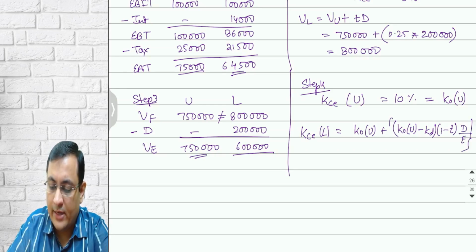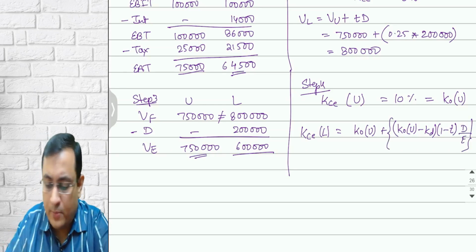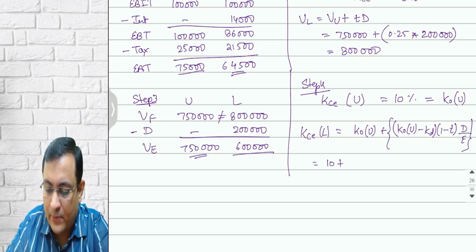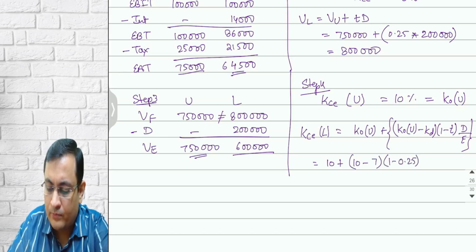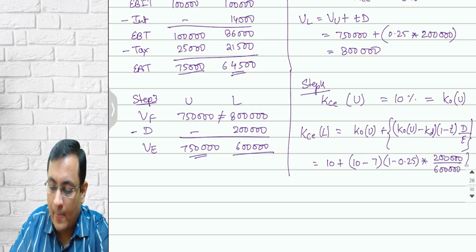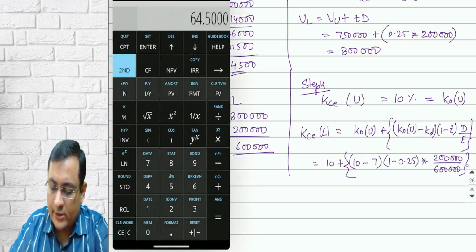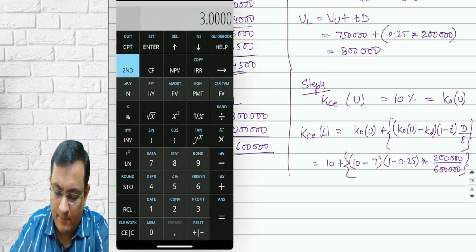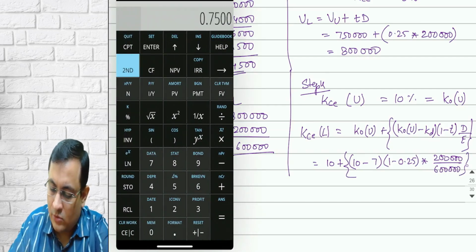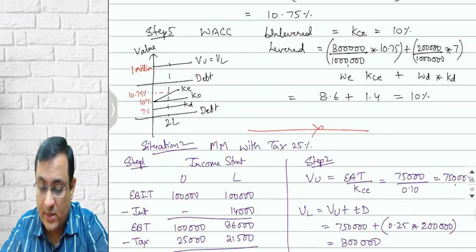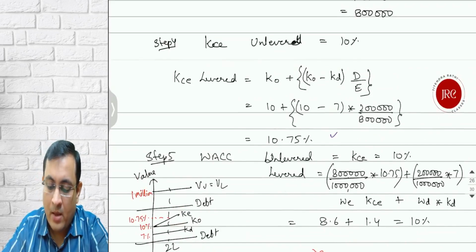The benefit of tax shield will reduce my slope of the line. So this is going to be 10 plus (10 minus 7) times (1 minus 0.25) multiplied by debt, which is 2 lakhs, and equity is now 6 lakhs. Overall, 3 multiplied by 0.75 multiplied by 2 divided by 6. So again it is 10.75%. The same it is coming, 10.75. Earlier also it was, but the points are different.